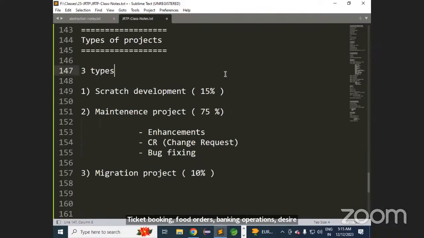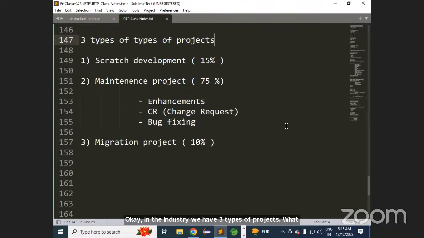Now, in the industry, we have three types of projects. What are those three types of projects? First one is scratch development project. Second one is maintenance project. Maintenance project is also called a support project, guys. Some people call it a maintenance project, some people call it a support project.